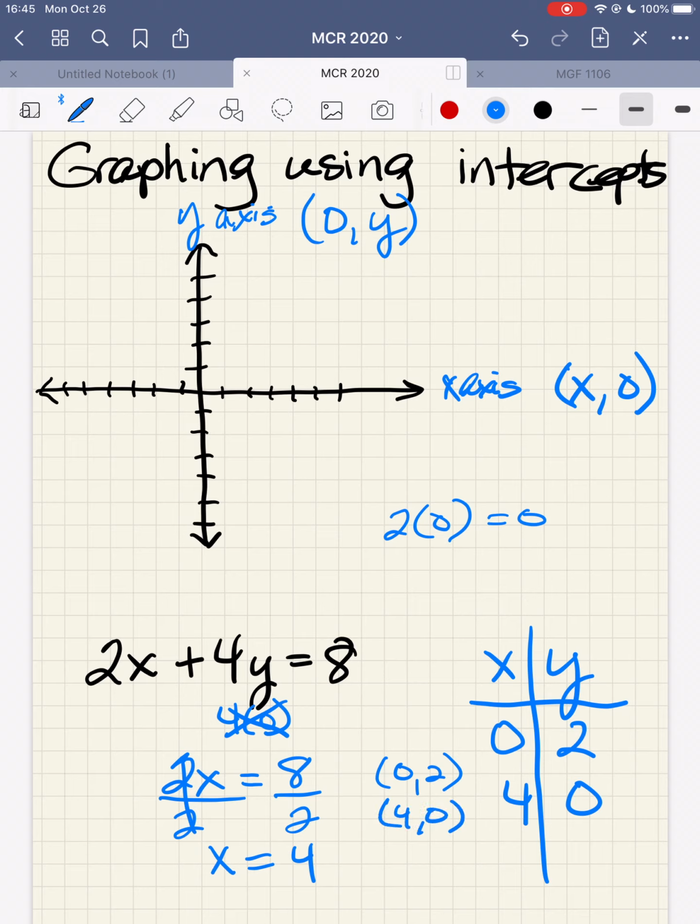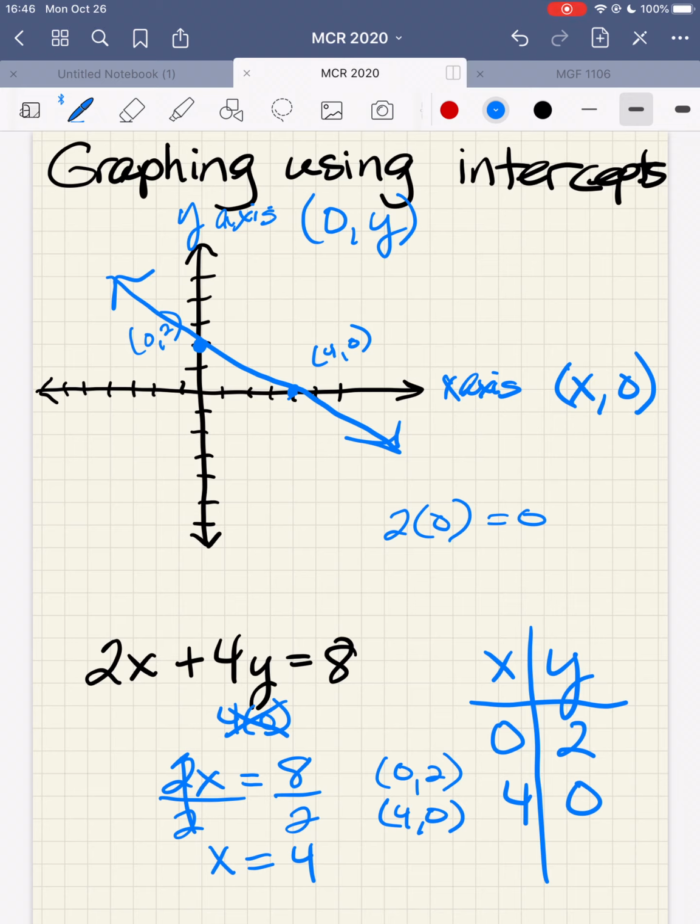And we only need 2 points to graph it. If we wanted to create a checkpoint, we could. We're not going to do that in this case. And these, when you graph by intercepts, must be the only points you use when you graph. Okay, so I have (0, 2), so 0 on the x, 2 on the y. It's my y-intercept. And I have (4, 0), which is my x-intercept. And then I just go ahead and connect my dots. Okay, and I have graphed this using the intercepts.